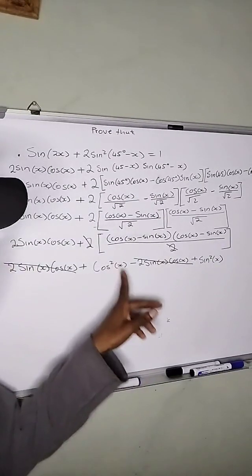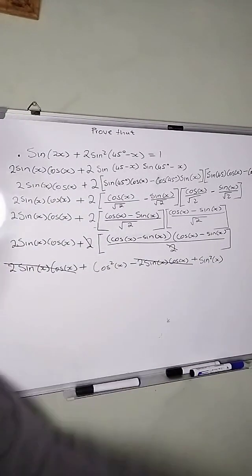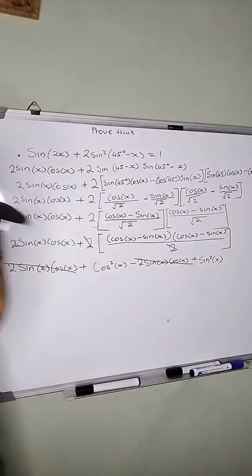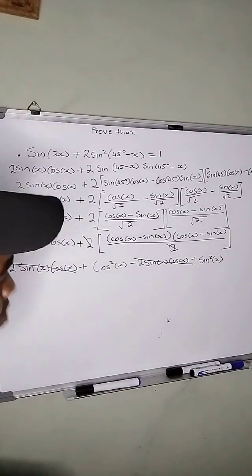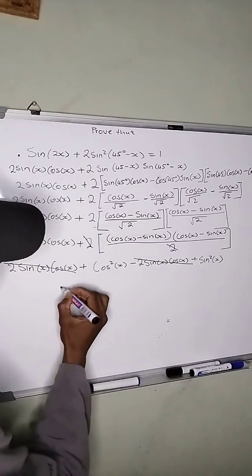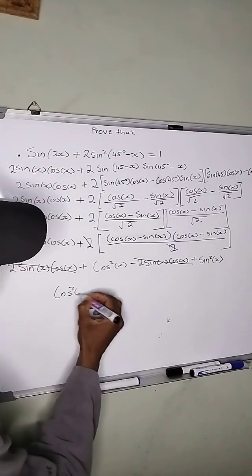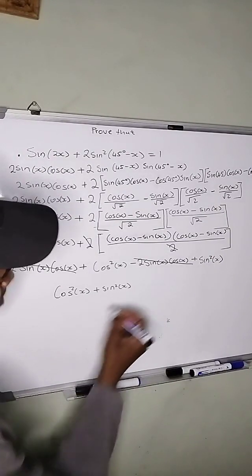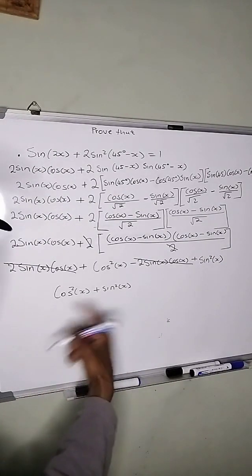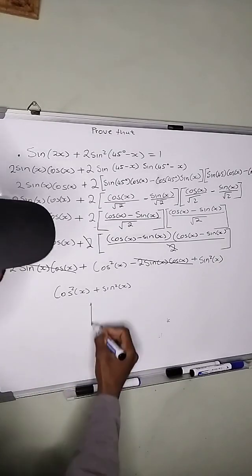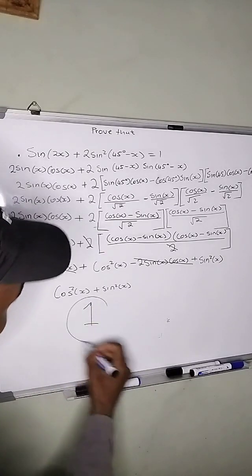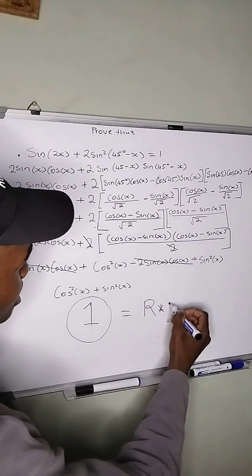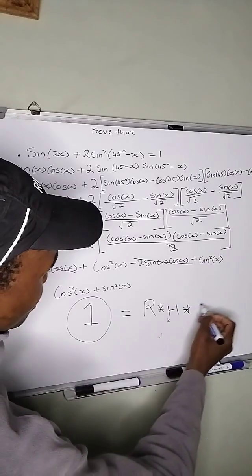So what is cos squared x plus sine squared x? Because what I'm going to be left with is cos squared x plus sine squared x. What is this equivalent to? 1. Which is going to be equal to our RHS.